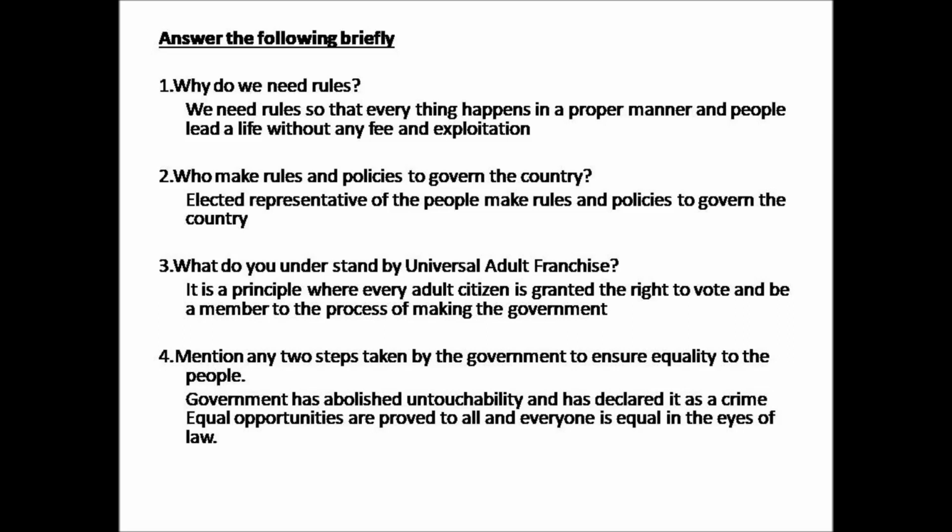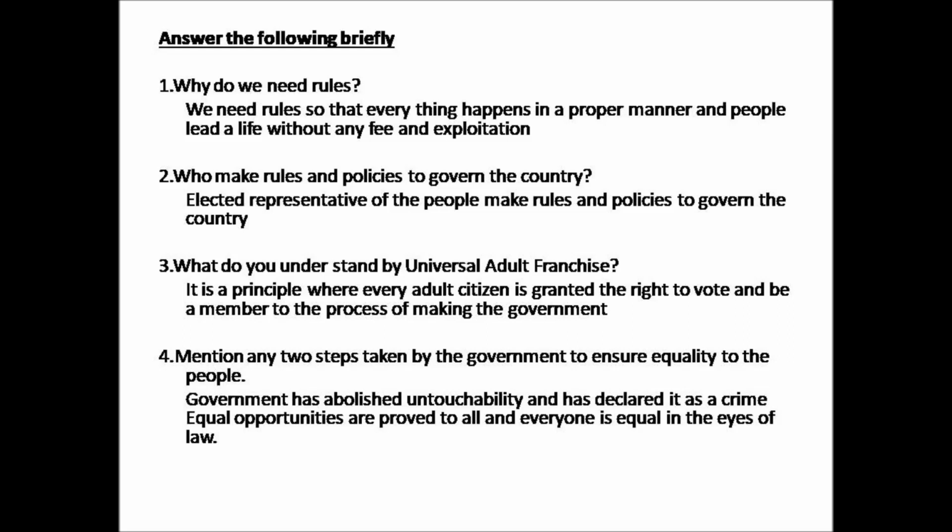Third question. What do you understand by universal adult franchise? This is an important question, children. It is a principle. Okay. So the universal adult franchise is a principle where every adult citizen is granted the right to vote and be a member of the process of making the government.